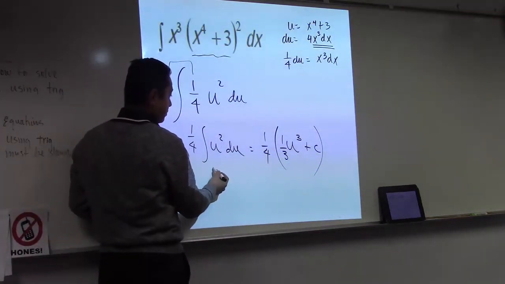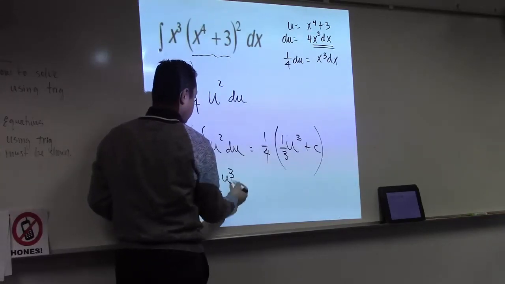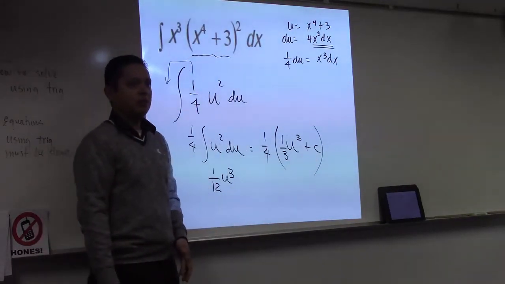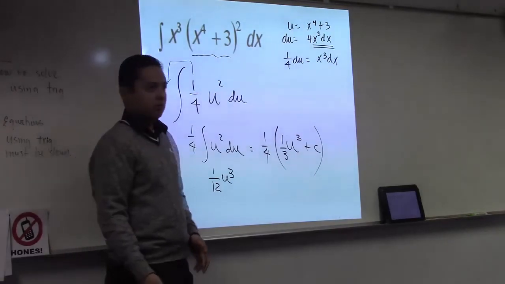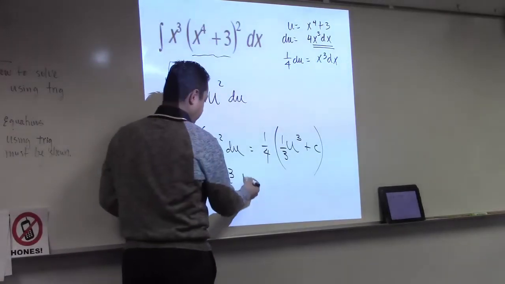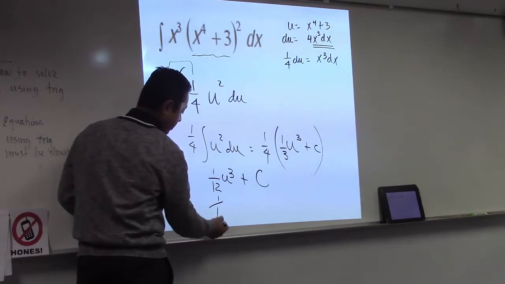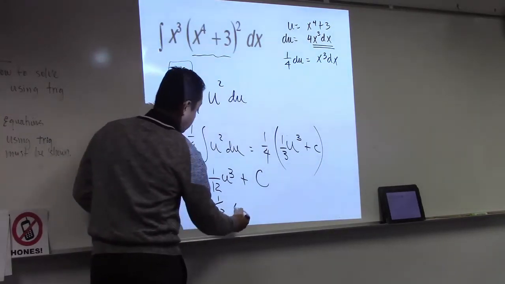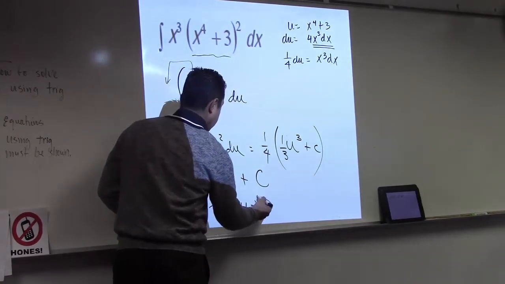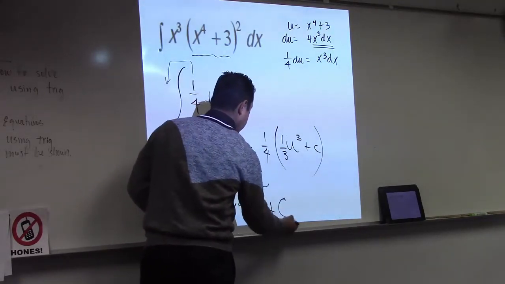So that becomes 1/12 u cubed. 1/4 times c is just another constant, right? So we can just call it big C, D, or something else. I don't know, it's really up to you. Let's call it big C. And then let's replace the u. So it's 1/12 times x to the 4th plus 3, cubed, plus big C.